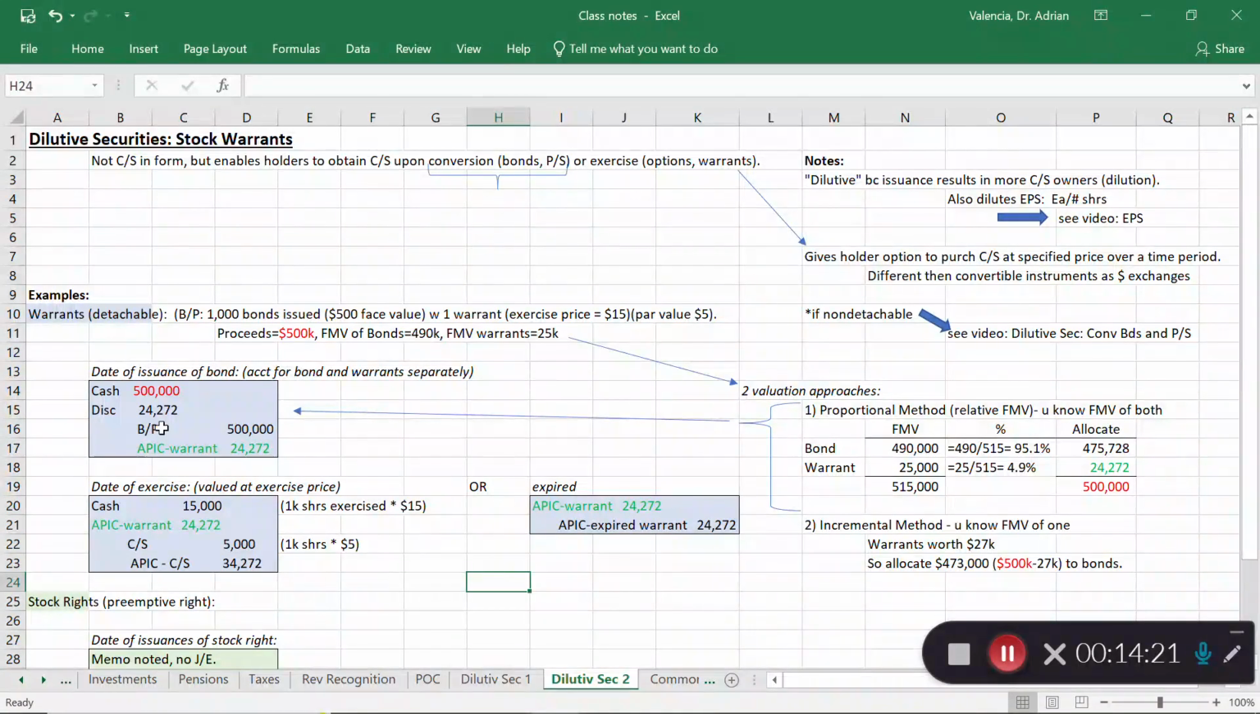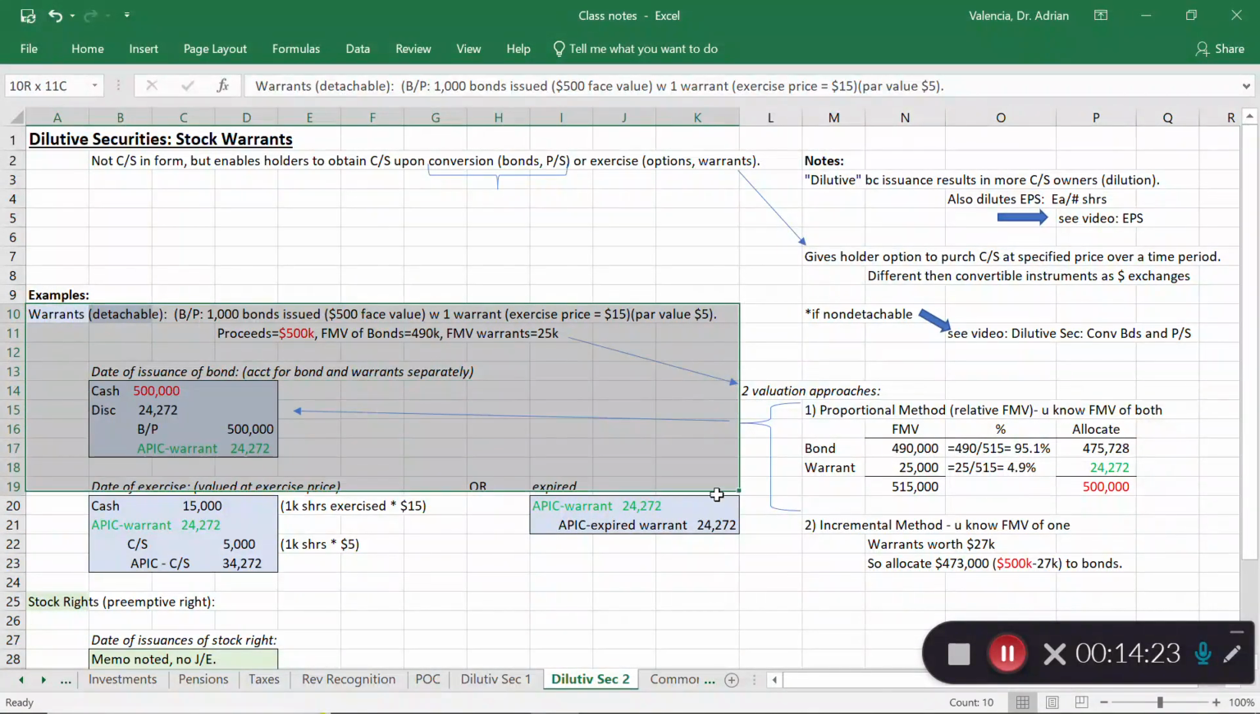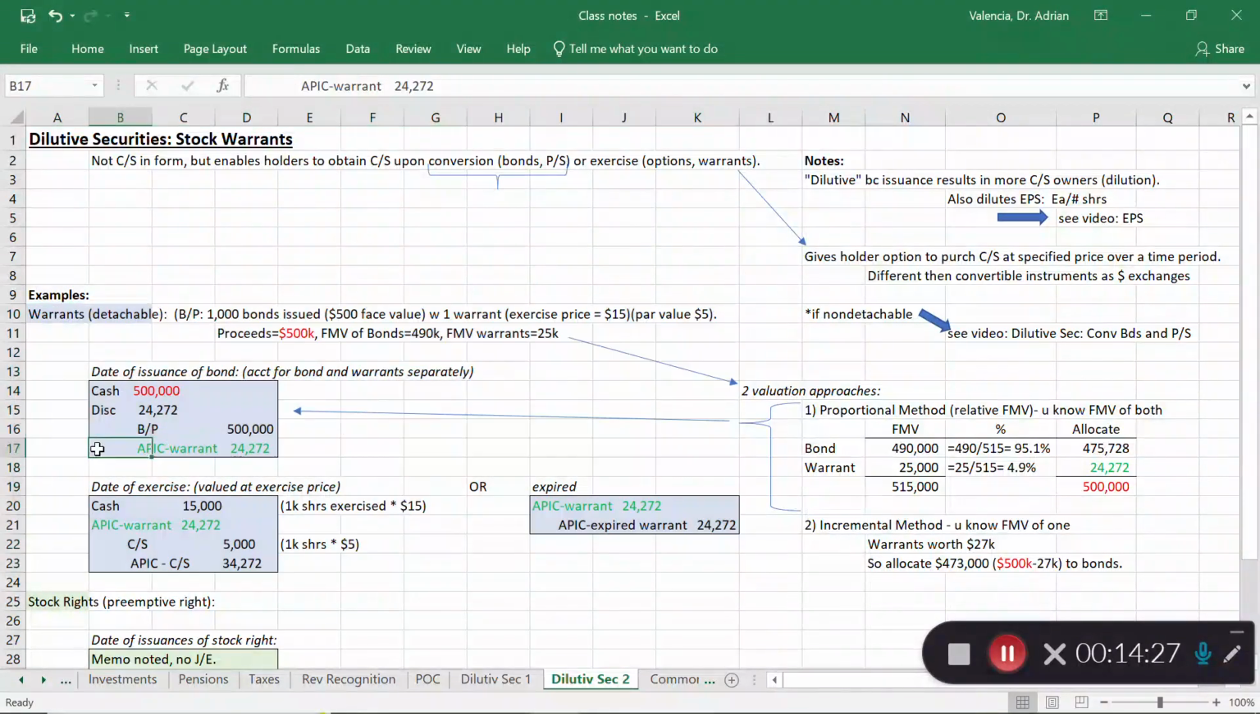All right, so that's how you account for warrants that are detachable. The main idea here is that you assign a value to them, okay? Unlike what you did with convertible bonds and preferred stock, where because they were non-detachable, you would not assign a separate value for the warrants, right? Here we are doing that.